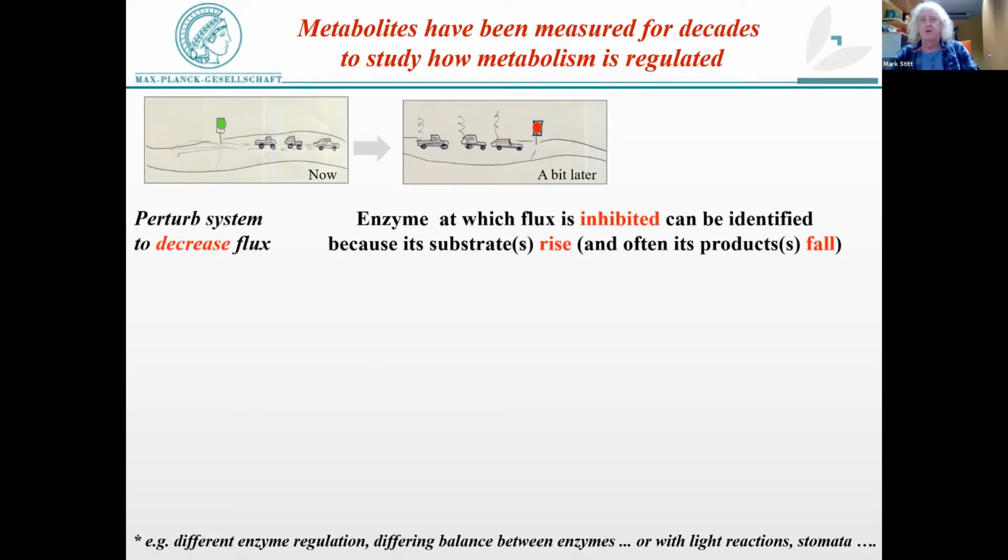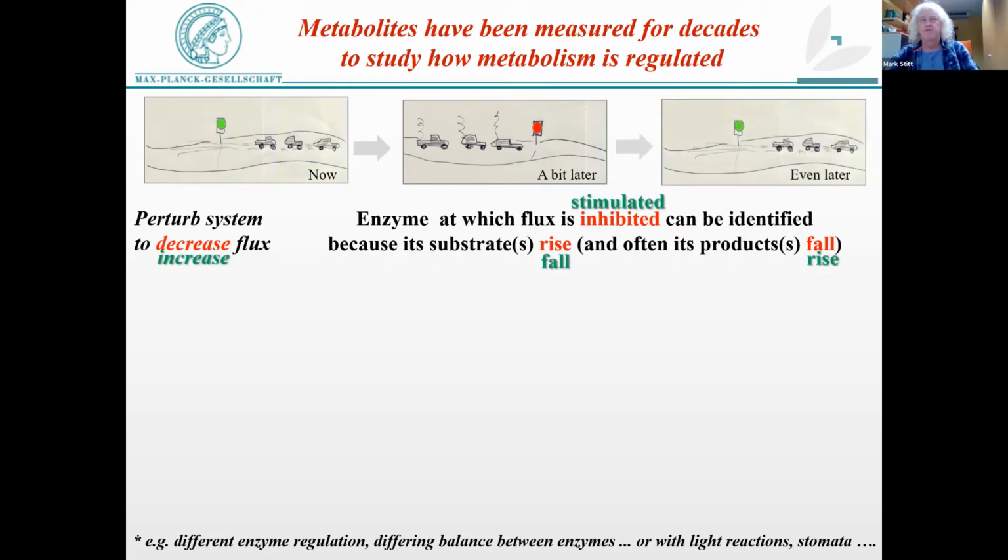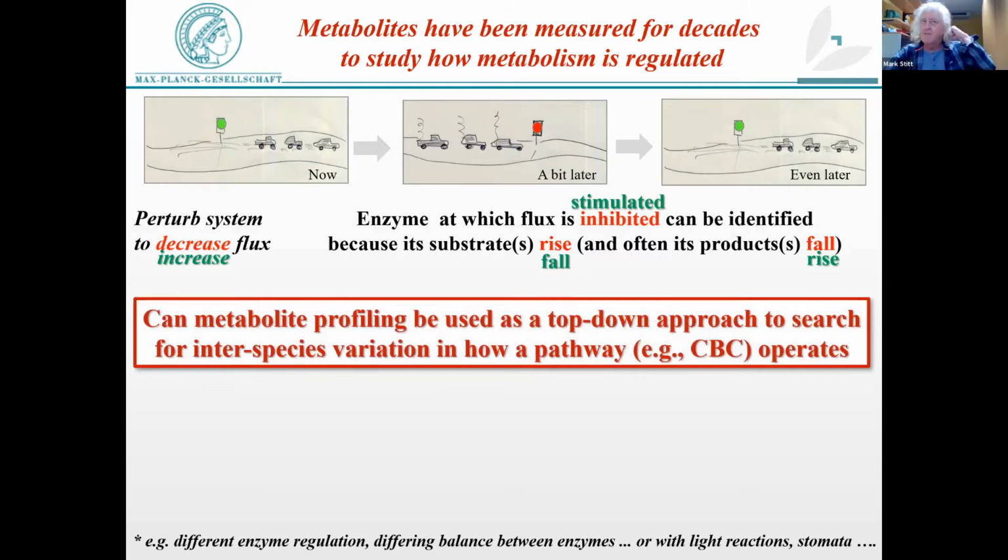And this principle is used in looking at metabolism. You perturb the system to decrease flux, and the enzyme at which flux is inhibited can be identified because its substrates rise, and often, I'll put it in parentheses, its products fall. And of course, the reverse is also true. If something happens to increase flux, then the substrates fall and the products rise. And we've asked, can metabolite profiling be used as a top-down approach to search for interspecies variation in how a pathway like the CBC operates? Basically, changes in the balance between different enzymic steps.